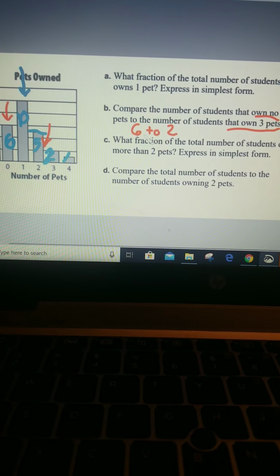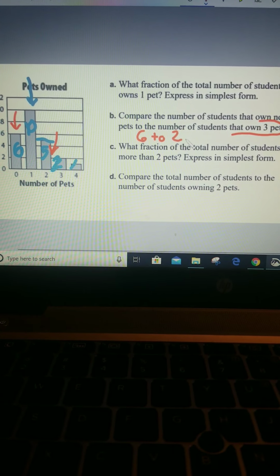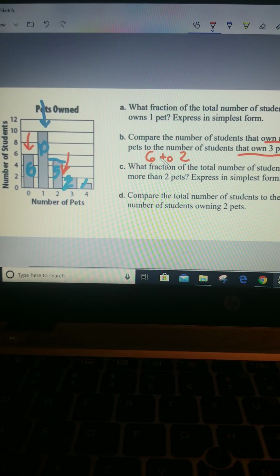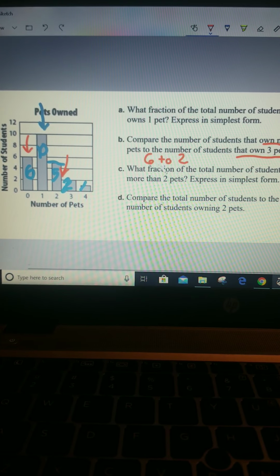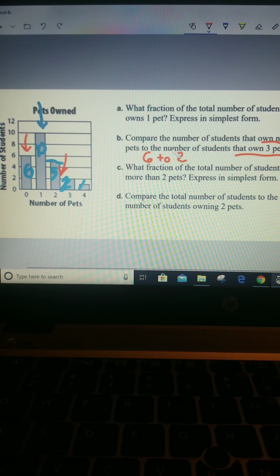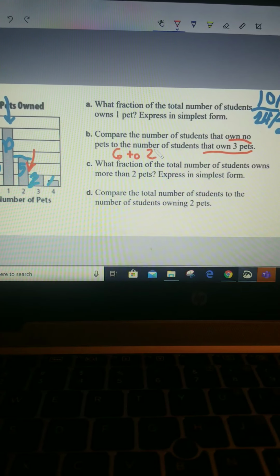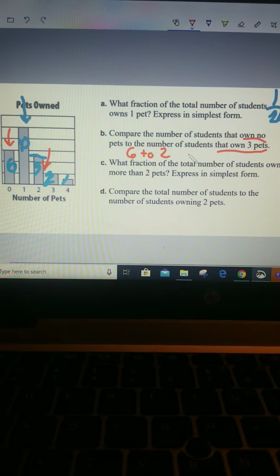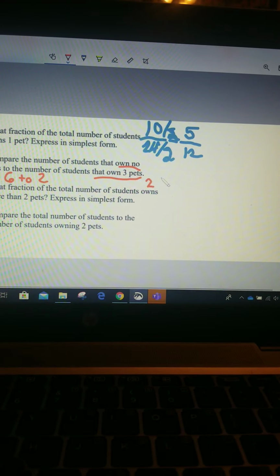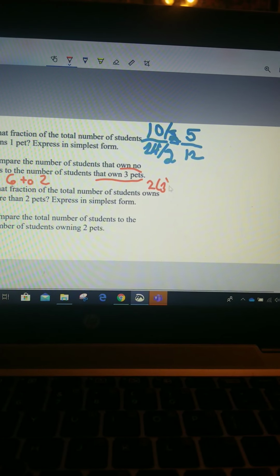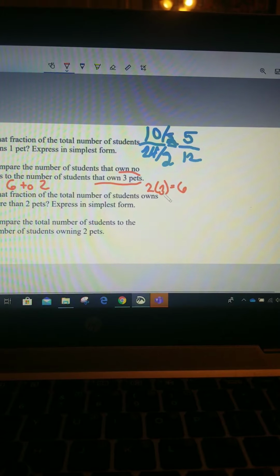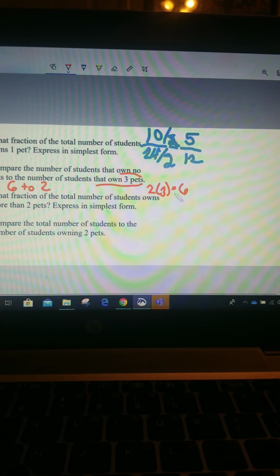So in order to go from 6 to 2, we could divide by 3. So we could say 1/3 of the number of students who have no pets represents those that have 3 pets. Or you could say 3 times the number of students who own 3 pets is the number of students who own no pets, because 2 times 3 is 6.